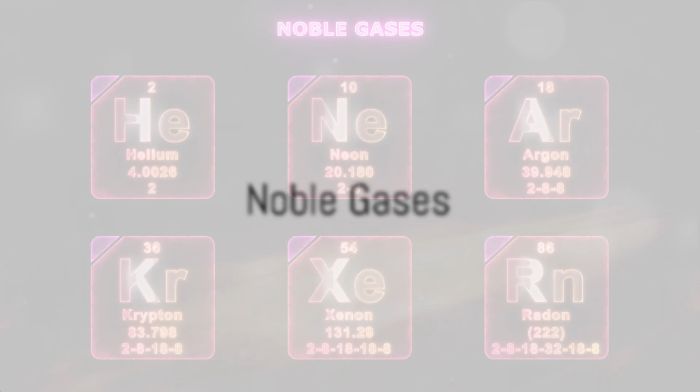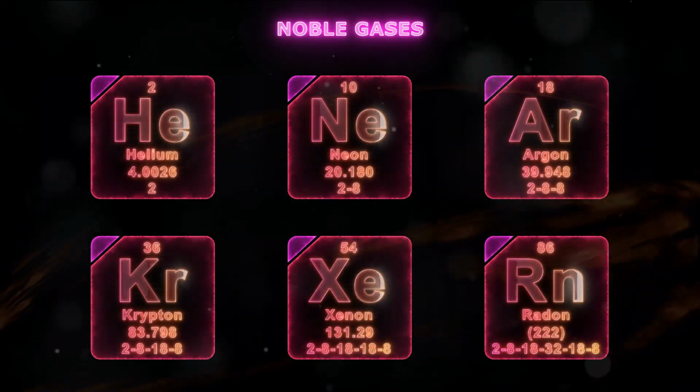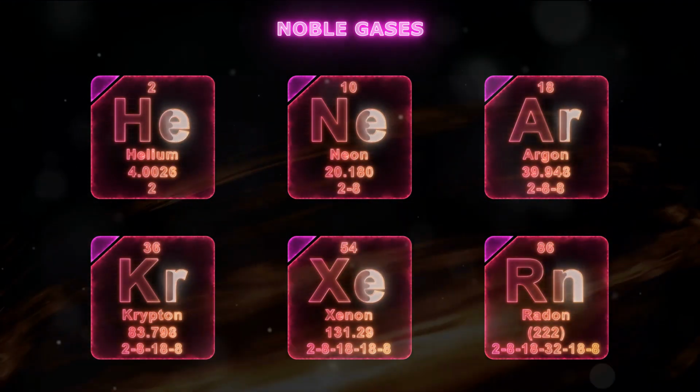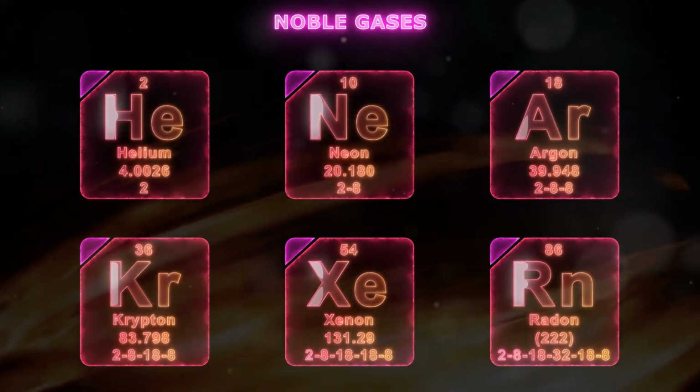On the far right of the table, in Group 18, we find the noble gases. They're the wallflowers of the periodic table, very stable and non-reactive. They include gases like helium and neon.